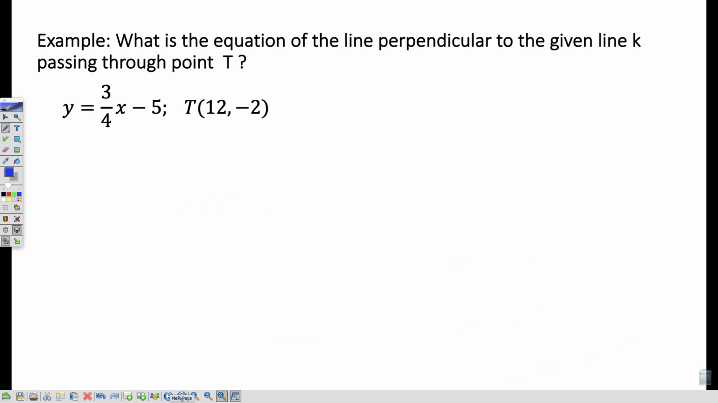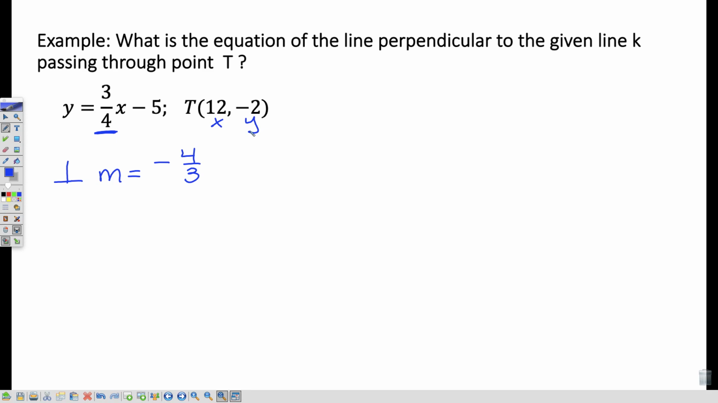Okay, what is the equation of the line perpendicular to the given line K and passes through point P? So the slope of K right now is what? 3 over 4. So 3 over 4 is positive, so the perpendicular slope is going to be negative 4 over 3. And 12 is my x, and -2 is my y.